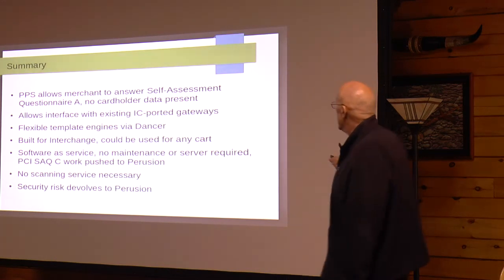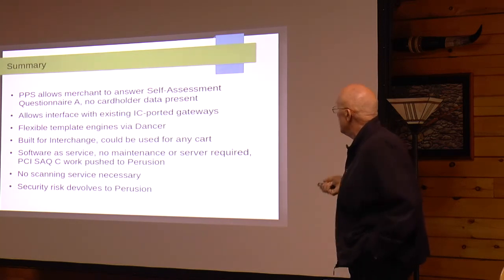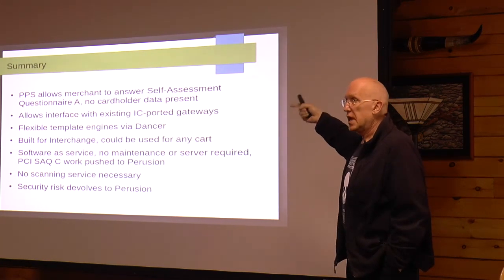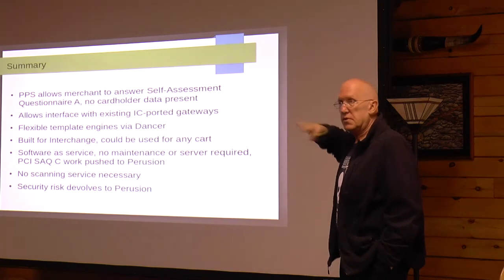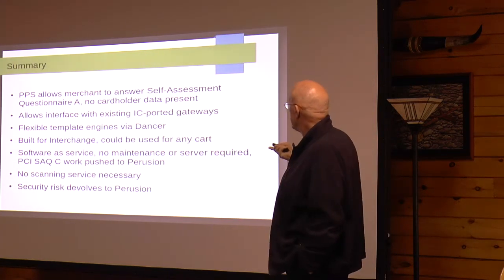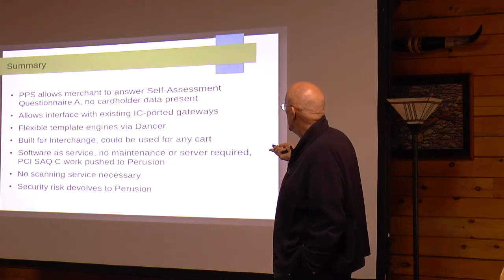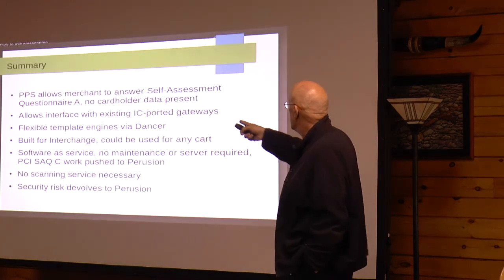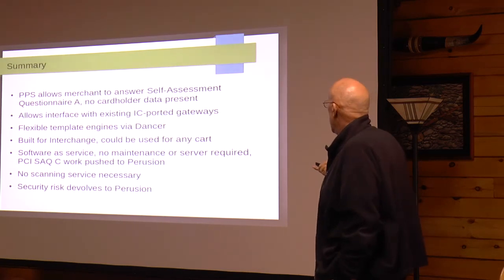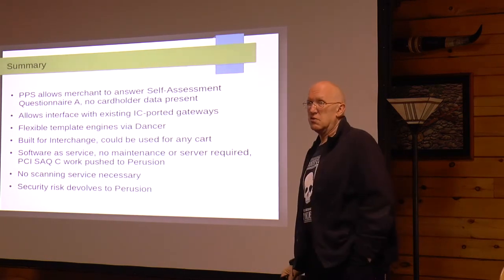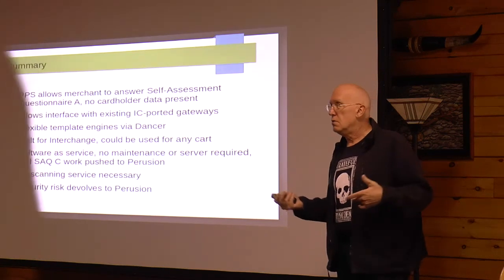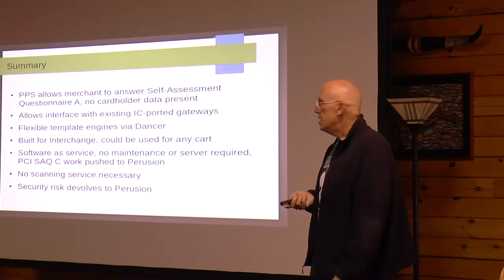It allows interface with existing Interchange ported gateways and Business Online Payment. So basically, if you have a current gateway that is operational for Interchange, in less than an hour of work it can be ported right over to this and dropped in. Flexible template engines via Dancer. Obviously, template food is something we're going to be looking at, we've decided. And it's built for Interchange, but it could be used for any cart. There's no reason that you couldn't have a little API that essentially did the same thing for a PHP cart or another cart or whatever it happened to be. And very easy to do.